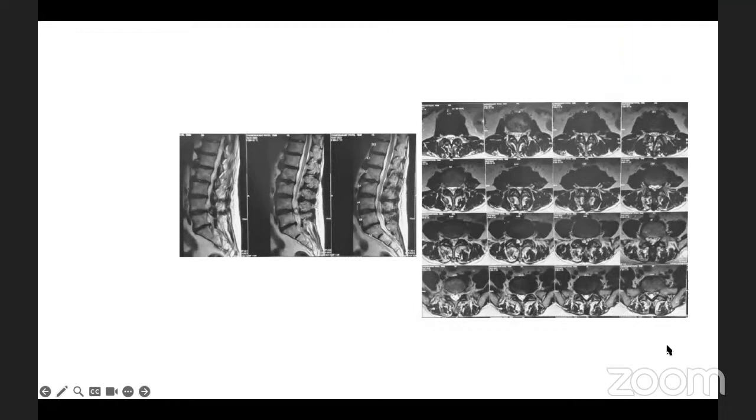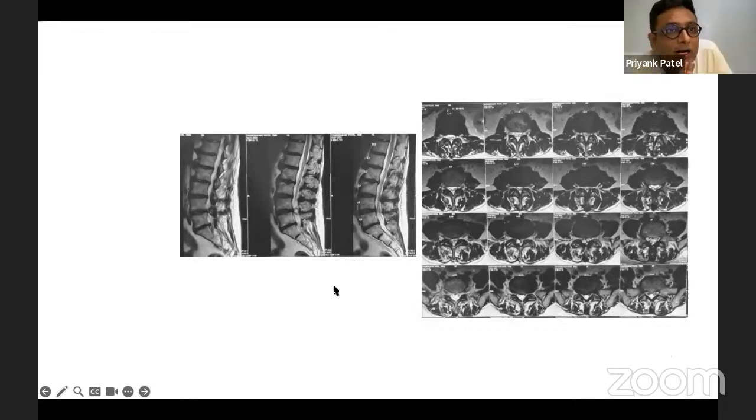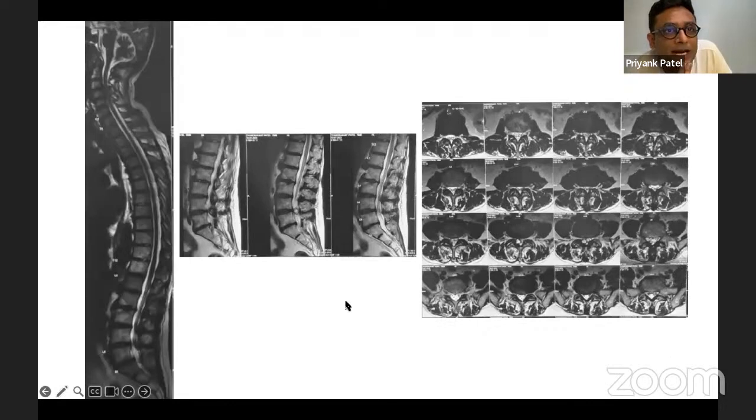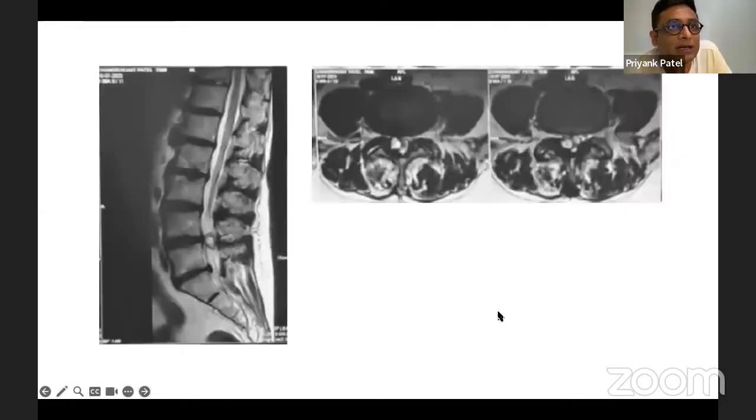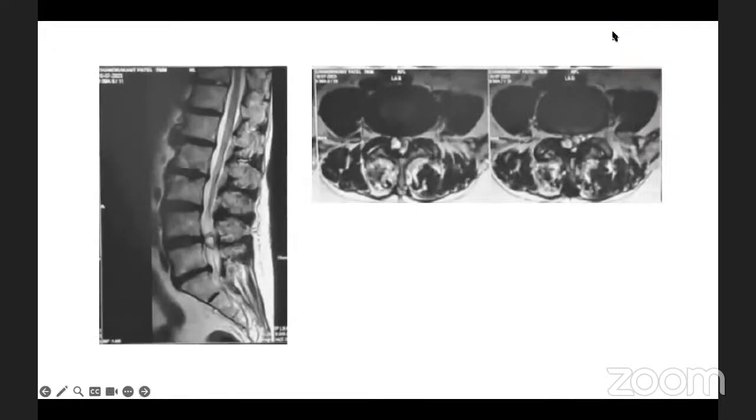So he's got it right. There is multi-level stenosis, but at 4-5 there is some cystic thing around the cord. What do you think it is? I think it looks like a facet cyst, not a facet cyst, sorry, a Tarlov cyst or something. It's beyond the ligamentum flavum.